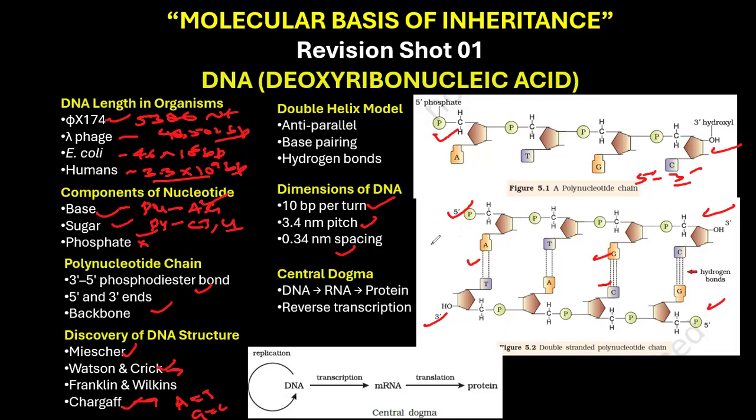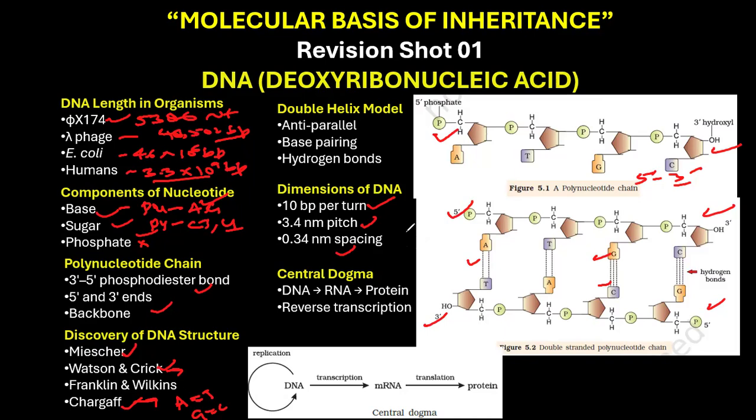Now, why does the distance remain constant between these purines and pyrimidines? You know, purines are large and always pair with pyrimidines, which are small. If there is purine-purine interaction, it will be too wide. If there is pyrimidine-pyrimidine interaction, then it will be too narrow. Hence, a uniform diameter of DNA is there when purine is pairing with pyrimidine.